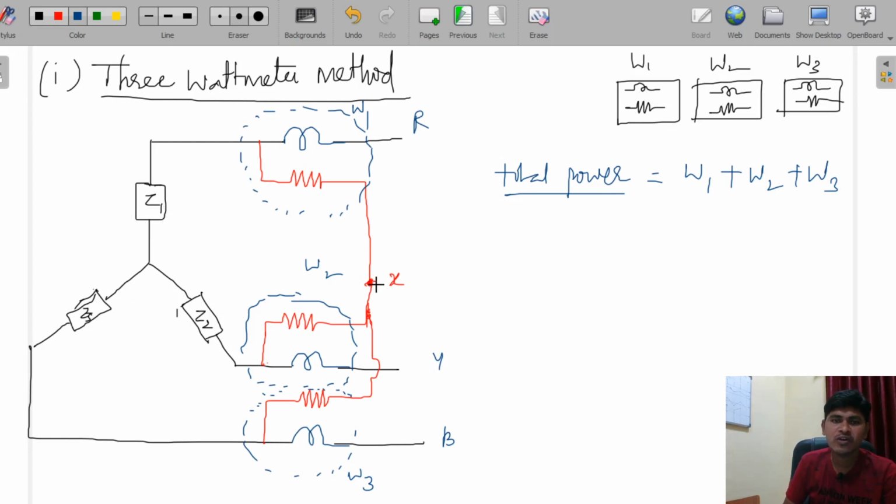If neutral wire is not available, then you can have the common point like this. If the neutral wire is available, then this neutral point will be the common point.